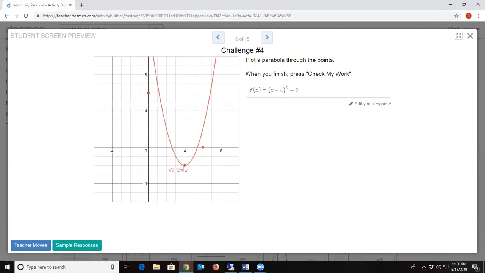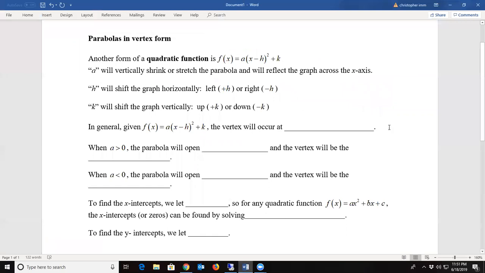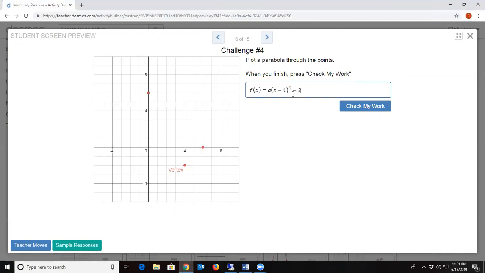Hey, that's not bad. It does go through the vertex, but it doesn't hit these other 2 points. What we're going to have to do is figure out what that stretch a is. So going back here, we found the h and the k and plugged those in. We just need to figure out what that stretch is. To find that, I can use any other point here. I'm going to use the point (0, 6). We know that (0, 6) is on the graph, so we can plug that in for my y and x values. y is f of x.